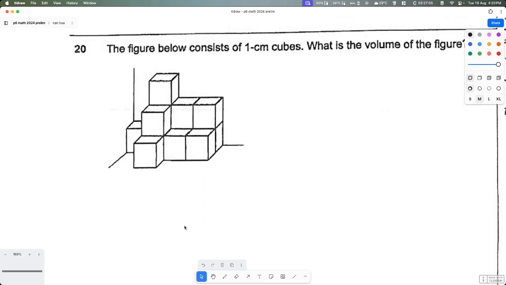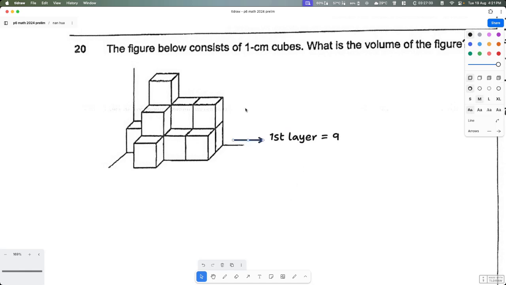Let's move to question 20. The figure below consists of 1 centimeter cubes. What is the volume of the first figure? Okay, so what I'm going to do is I'm going to say first layer, right? In this case over here, we have 1, 2, 3, 4, 5, 6, 7, 8, 9. So first layer is equal to 9.